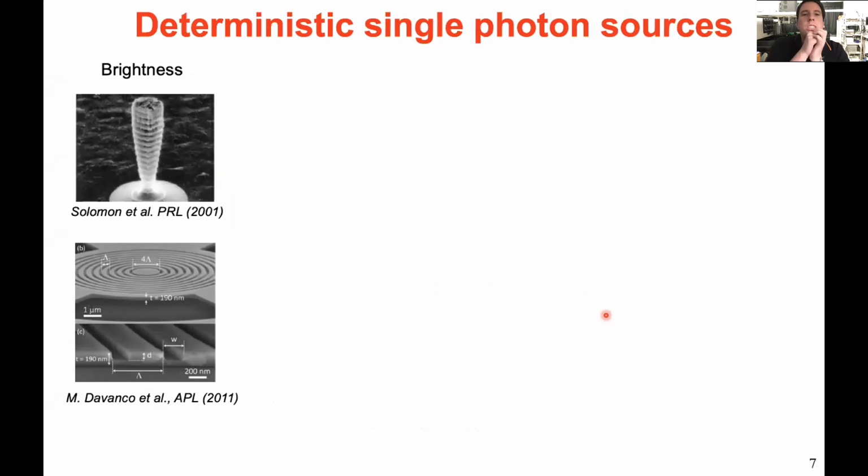Now, when we want to talk about the dynamics of generating single photons, there are three parameters that are important. The first one is the brightness, and over the years people have developed different nanophotonic antenna structures that steer the emission in the direction where it can be collected, for example, micropillars or circular Bragg gratings.